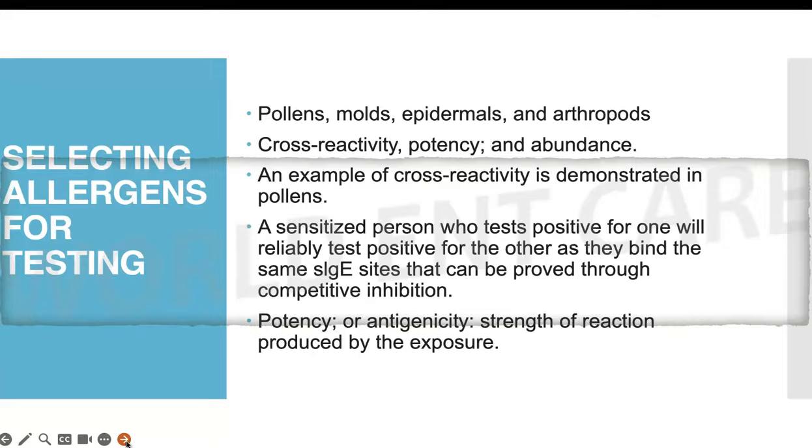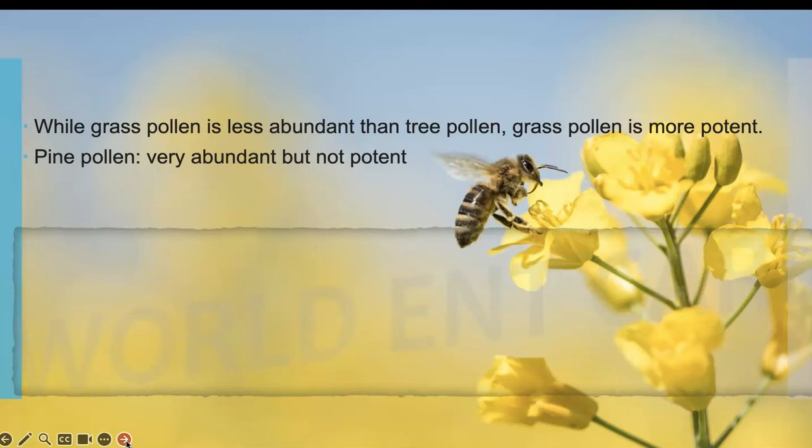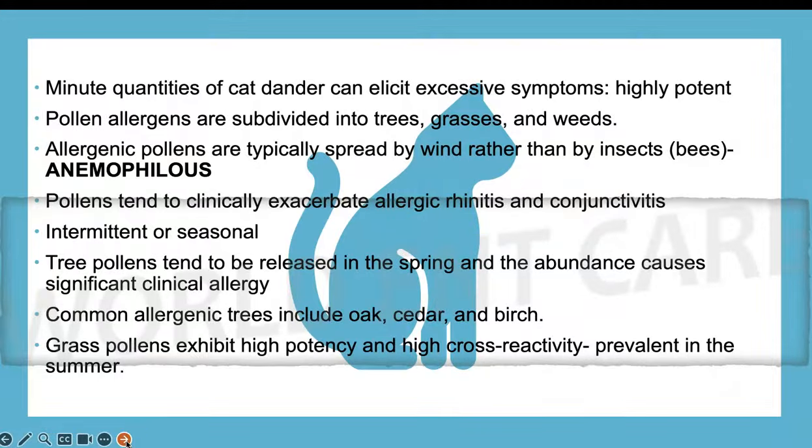Now, potency or antigenicity refers to the strength of reaction produced by the exposure. For example, grass pollens are less abundant than tree pollen, but they are more potent. If a sensitized person were tested with an equal amount of grass and tree pollen, they would likely develop a larger reaction from grass pollen. That means grass pollen is more potent. Similarly, pine pollen is an example of a pollen that can be very abundant but not very potent, because it tends to cause fewer symptoms. However, even minute quantities of cat dander can elicit excessive symptoms because it is highly potent.